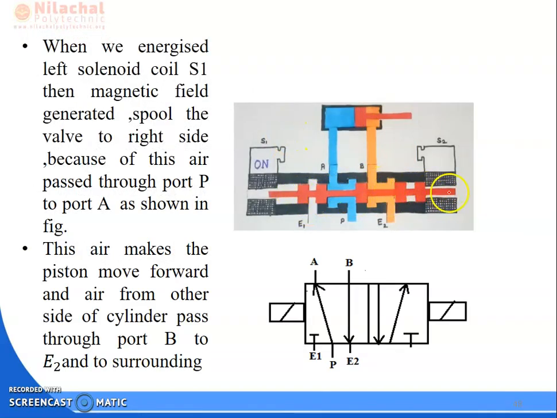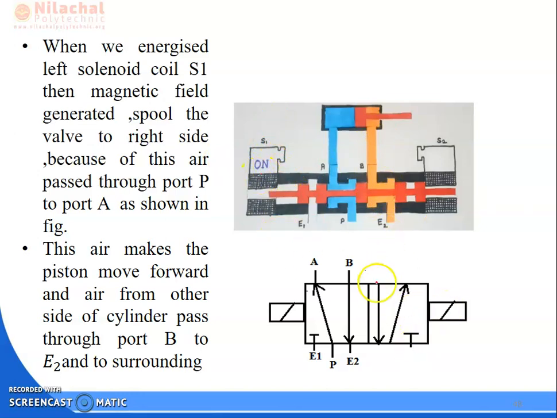When the valve spool is on the right-hand side, P to A, there will be flow. And what will happen in the A side or B side? The low-pressure compressed air, after doing the work, will come out from the exhaust port. Then P to A there will be flow, and B to E2 there will be exhaust when we energize solenoid S1.